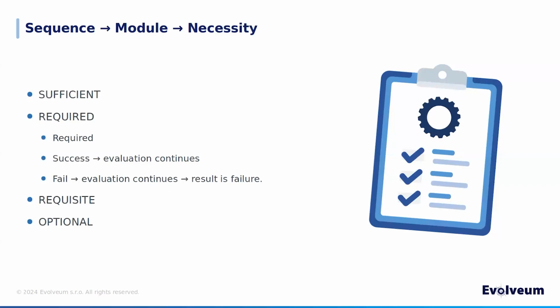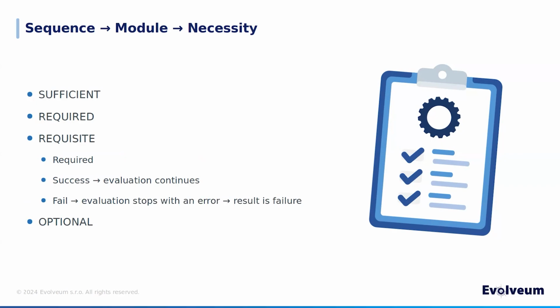The second type of necessity is required. The module is required. The module must pass for the entire sequence to be successful. If this module passes, the evaluation continues. Other modules will be evaluated. If this module fails, evaluation continues and other modules will be evaluated, but the final result of the authentication sequence is fail.